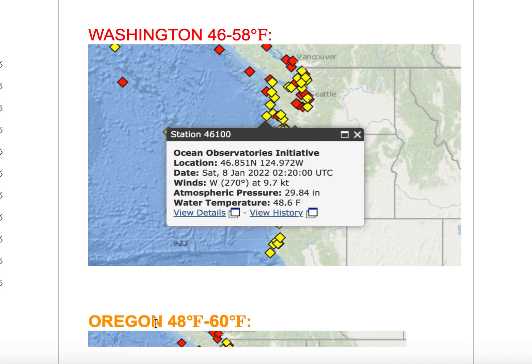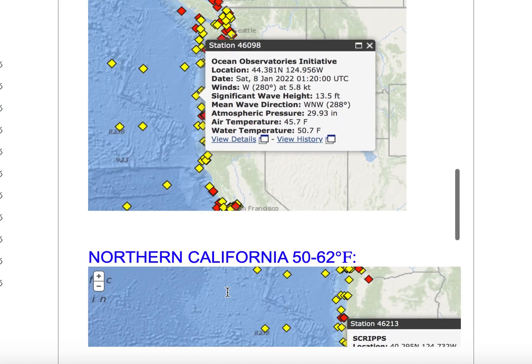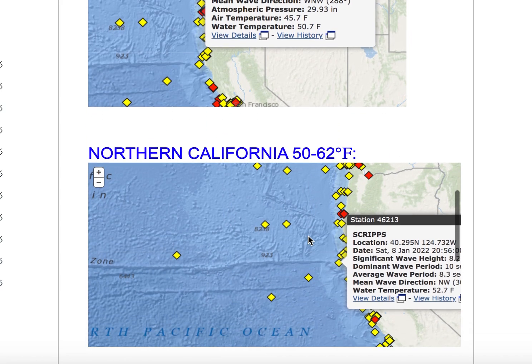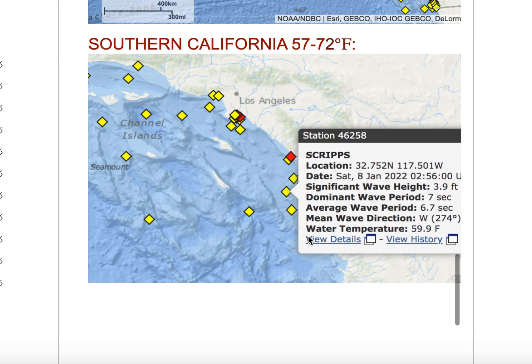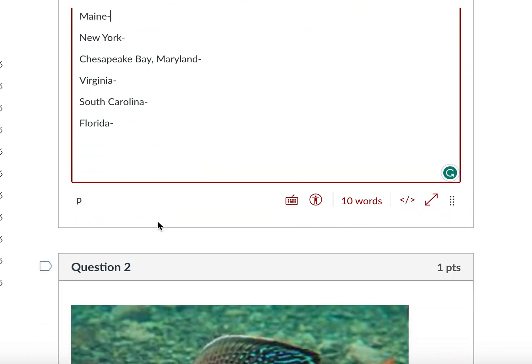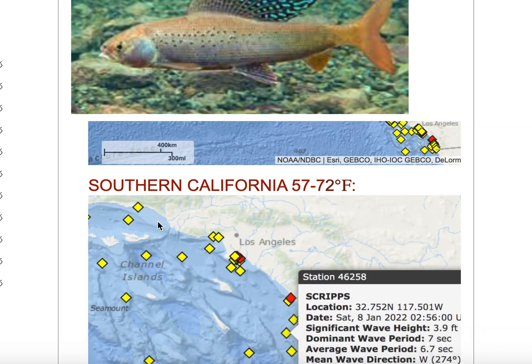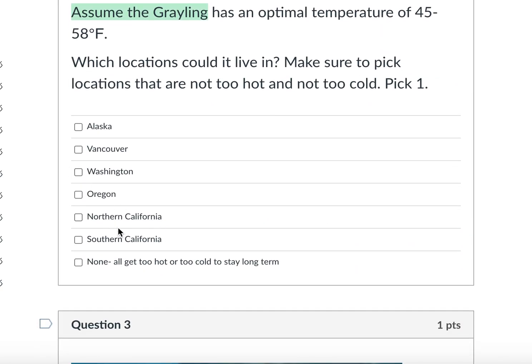Let's see if it could live in Oregon. Okay, Oregon doesn't get too cold, but does the top temperature go above 58? Yes, it does. So basically this 60 degrees is too warm, which obviously means Northern California gets too warm, and so does Southern California. So for the grayling, it says pick one. Only one place is going to work for the grayling. So scrolling here again, that is going to be Washington. So I am going to click Washington.